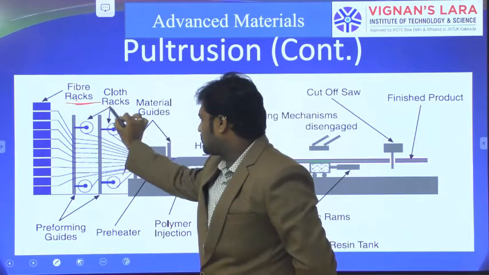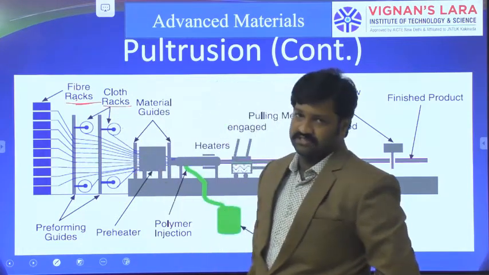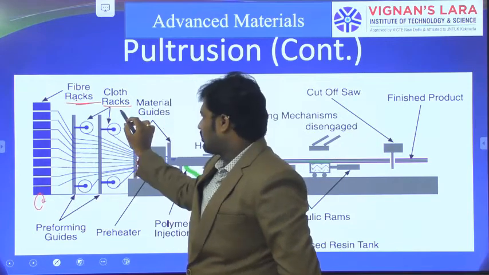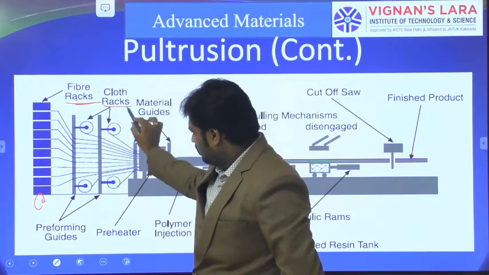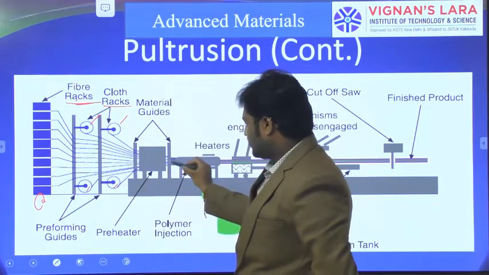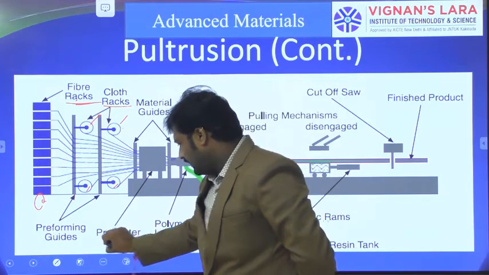By means of cloth racks, we are extracting the cloths. So it consists of fiber racks and then cloth racks for handling cloths. These are the four cloths. After that, it consists of a preheater.